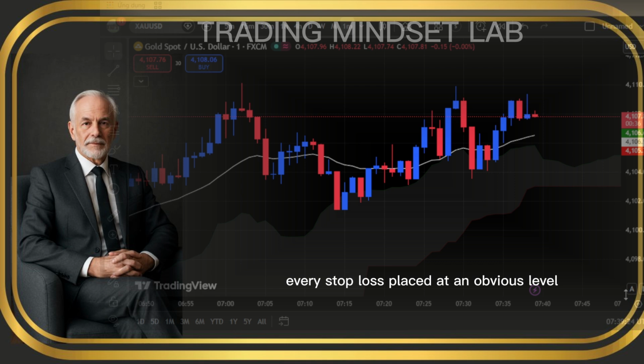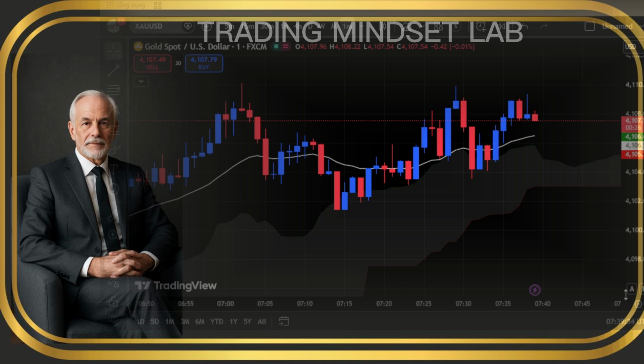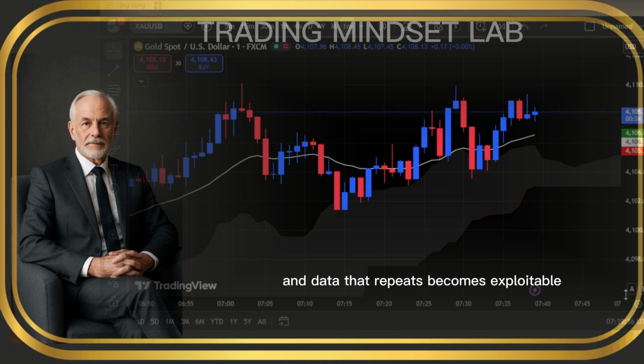Every stop loss placed at an obvious level, every buy order triggered by a euphoric breakout, every panic sell triggered by a scary-looking red candle, all of that is data, and data that repeats becomes exploitable. The moment you stop behaving the way the crowd behaves is the moment you stop being the liquidity someone else is fishing for, and you start being the one reading the water instead.